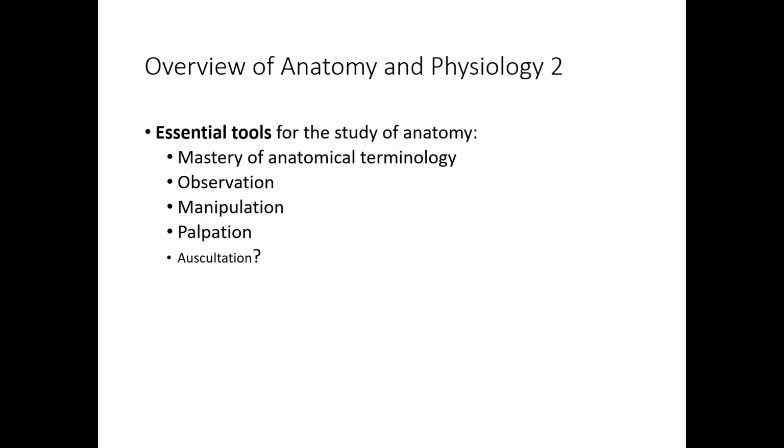Okay, next slide, overview of anatomy and physiology 2. Here are your essential tools that you should have for the study of anatomy. First of all, mastery of anatomical terminology. One of the difficulties of this class. There are so many terms, and please make sure to make your cards and study terms on time, because without knowing those terms, it won't be possible for you to study anatomy and physiology.